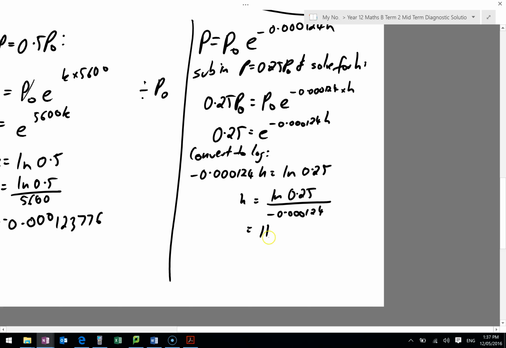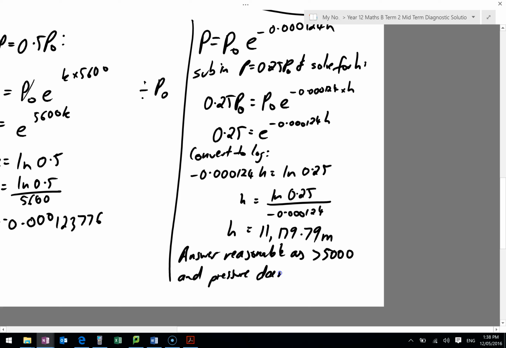I get something like 11179.79 as my height, in meters. Is this reasonable? Sure. Answer: reasonable, as it's greater than 5,000. And pressure decreases with additional height. Width is a bad word. As height increases.